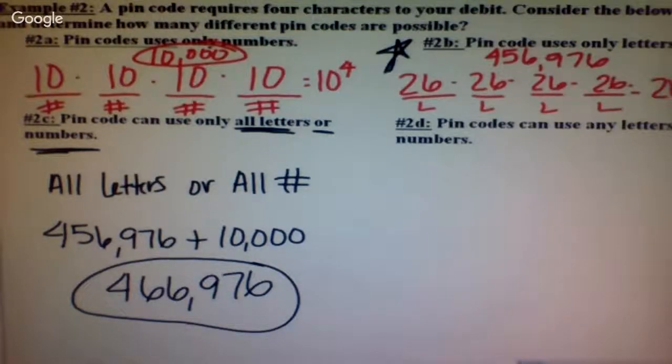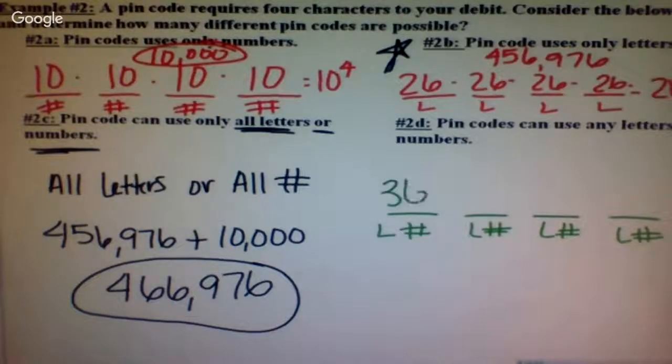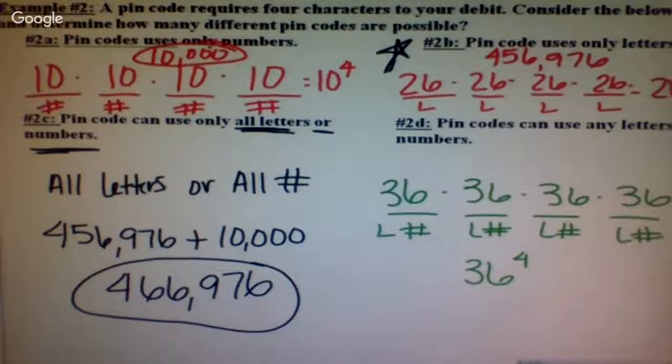So what this is saying, each one of these slots can either be a letter or a number. So I have 26 letters and 10 numbers, which means I've got 36 options for each one of these. Or 36 to the 4th, which comes out to be 1,679,616.